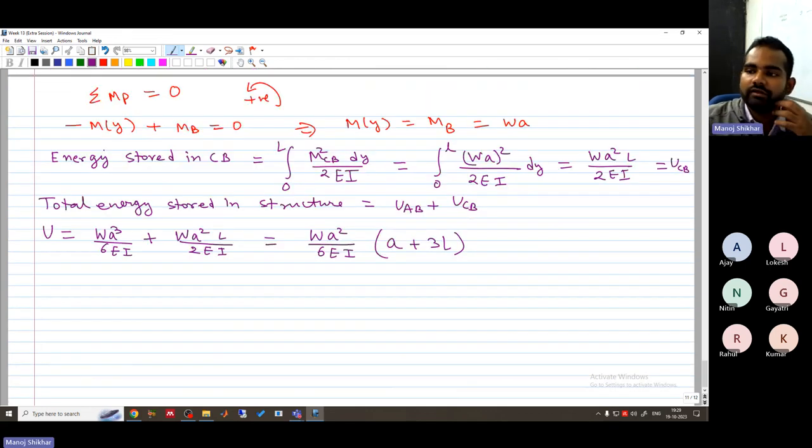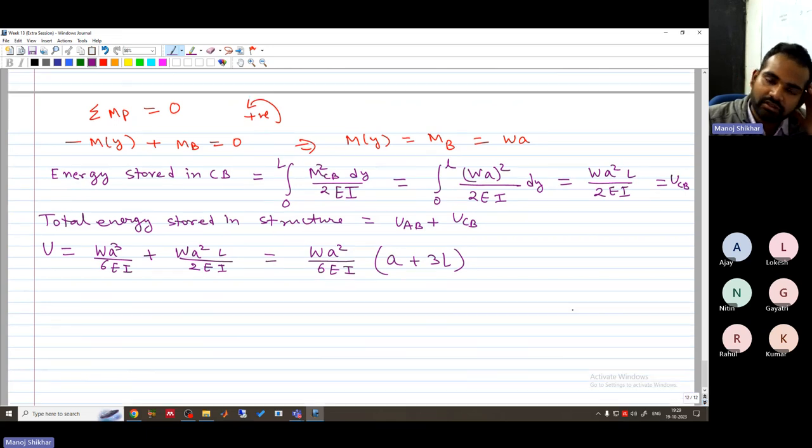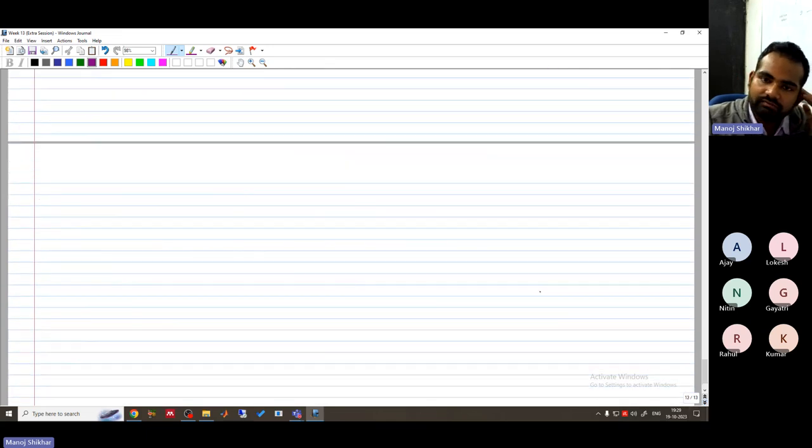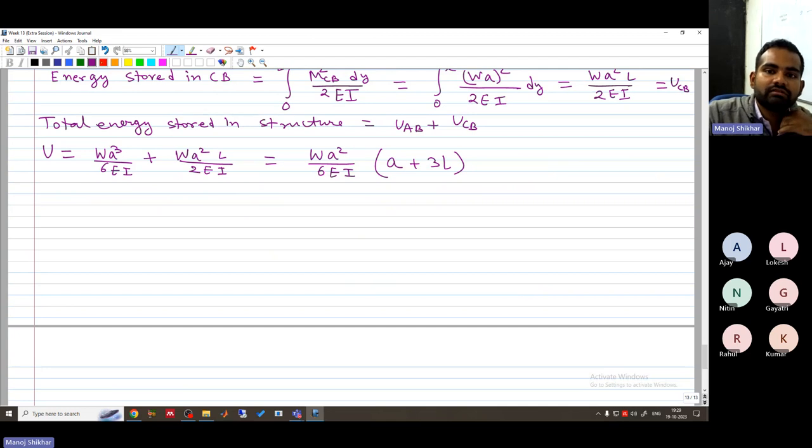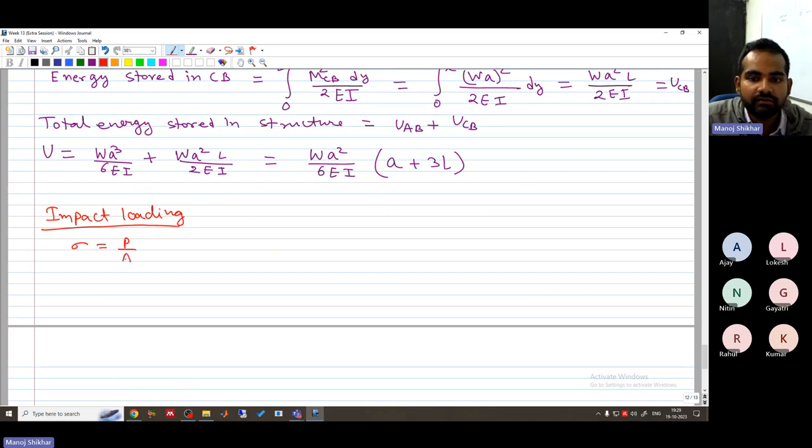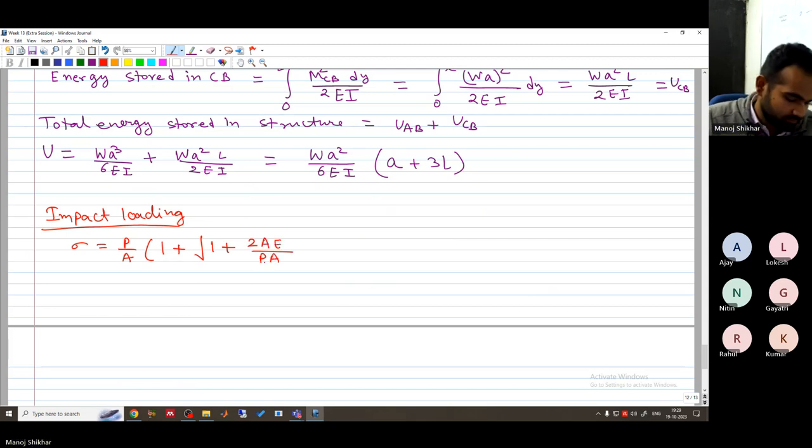Now I will give you a formula for impact loading. Though this has not been covered in this course, there are questions in the competitive exams which are asked from this topic directly. So impact loading. You can remember this formula: sigma equal to P by A upon 1 plus square root of 1 plus 2AEH upon PL.